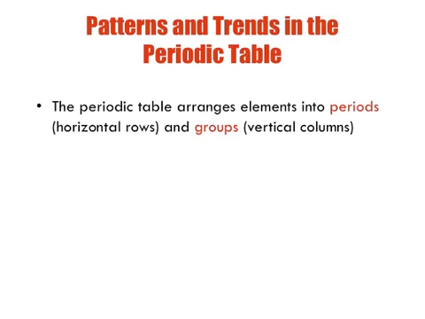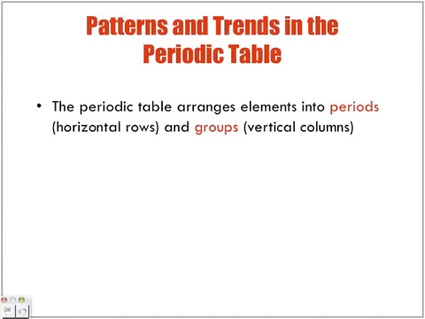We've already talked about how the periodic table arranges elements into periods, which are the horizontal rows, and groups, which are the vertical columns. And as we said, we're not going to refer to them as rows or columns. I might say it accidentally, but in fact, I want you using the terms periods and groups.